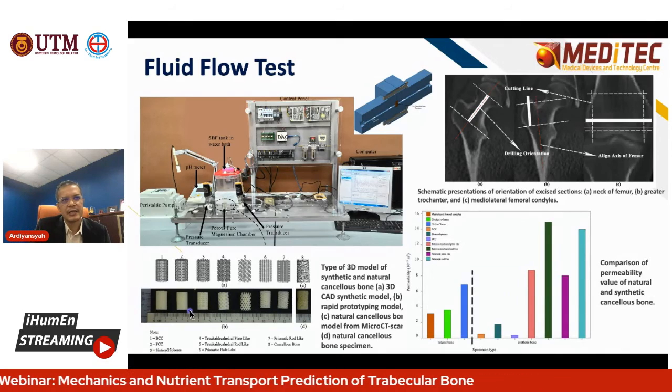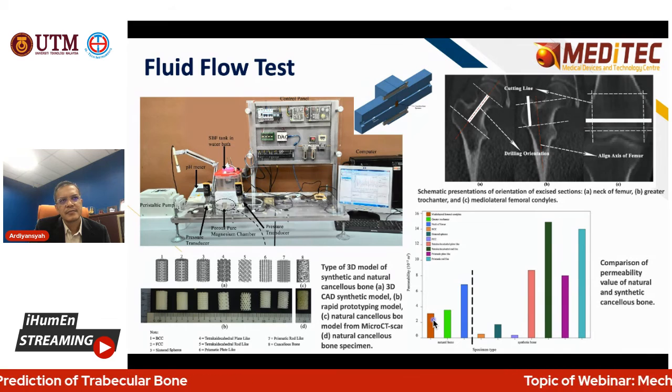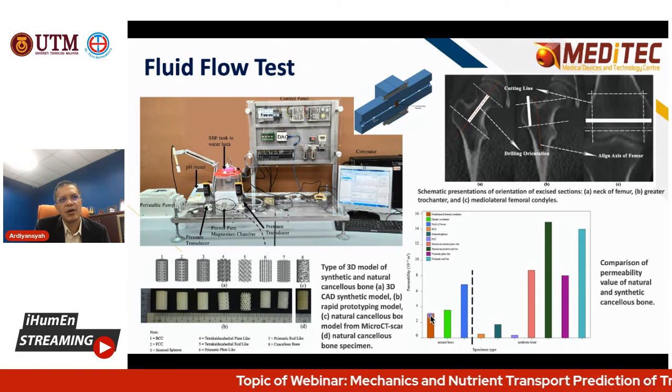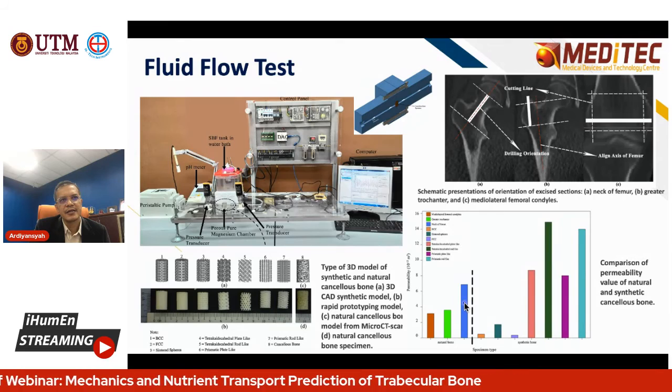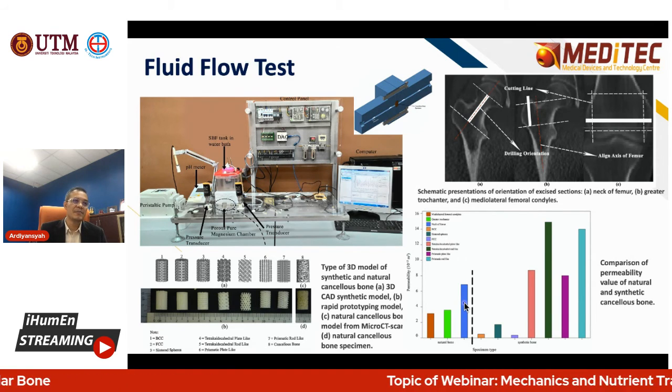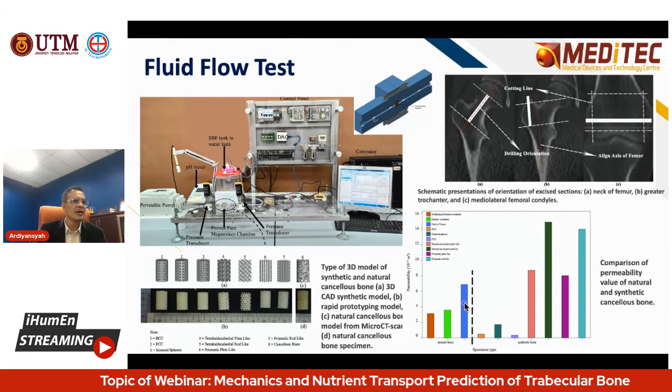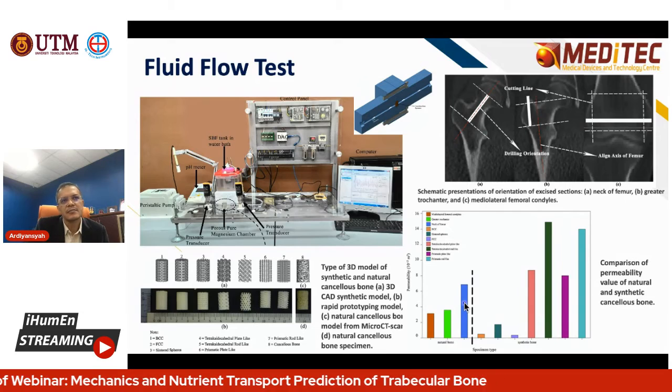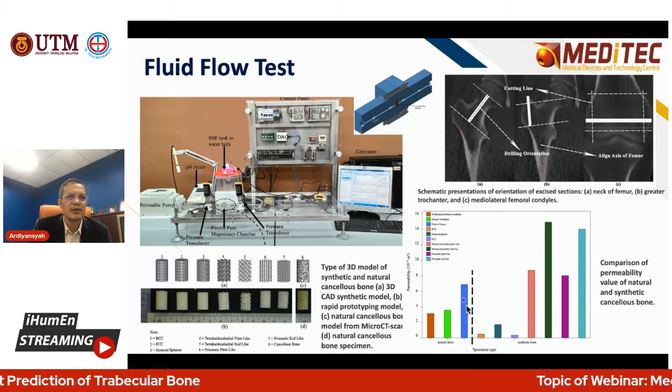Then you can study here. You can see here, let's say, this is the permeability of the femoral condyle. Here the trochanter, and here is the neck of the femur. The neck of the femur has a high permeability, meaning the porosity volume fraction becomes low, with a high surface area in the cancellous bone.